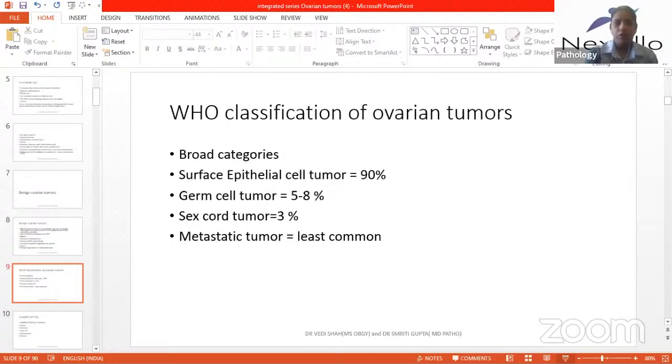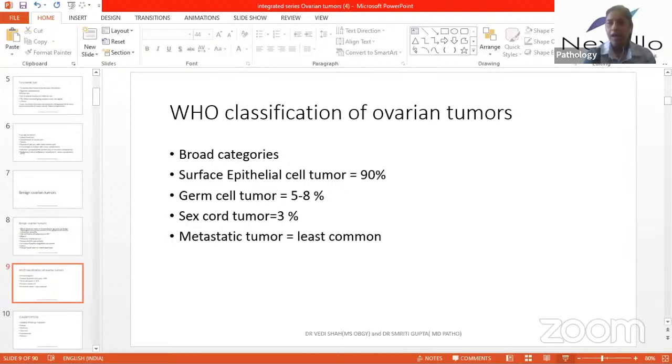Okay. So as I already told, these are the tumors which come under the surface epithelial tumors. This is a list of tumors under the germ cell tumors: the dysgerminoma, choriocarcinoma, teratoma, embryonal carcinoma, and yolk sac tumor. And then the sex cord tumors: the granulosa cell tumors, the Leydig cell tumors, fibroma and fibrothecoma. So now we start with the surface epithelial cell tumors.